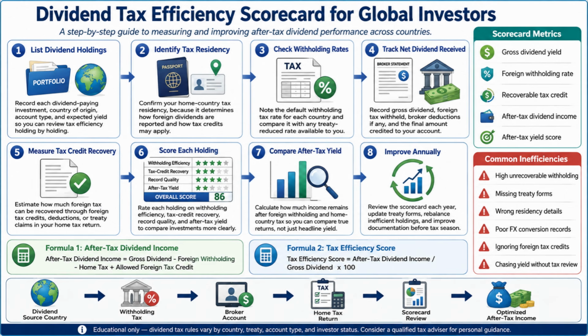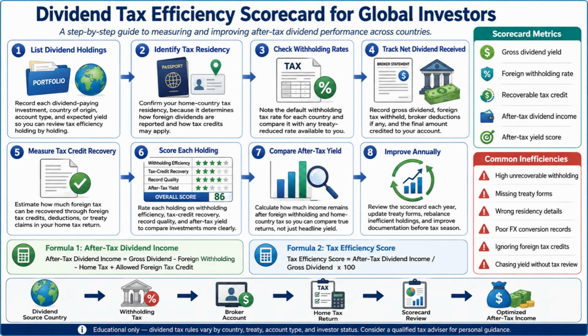To measure performance clearly, focus on key scorecard metrics such as gross dividend yield, foreign withholding rate, recoverable tax credit, after-tax dividend income, and after-tax yield score. These metrics show how well each dividend investment performs after tax. At the same time, watch for common inefficiencies. High unrecoverable withholding, missing treaty forms, wrong residency details, poor foreign exchange conversion records, ignoring foreign tax credits, and chasing yield without tax review can all reduce your final return.